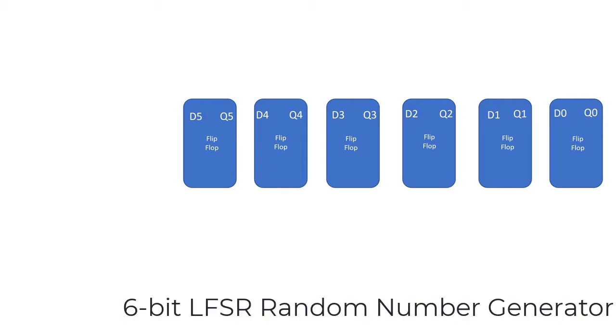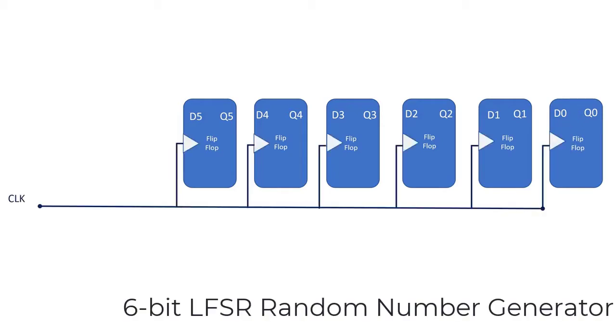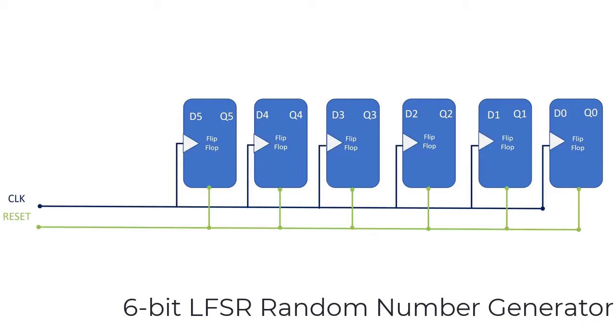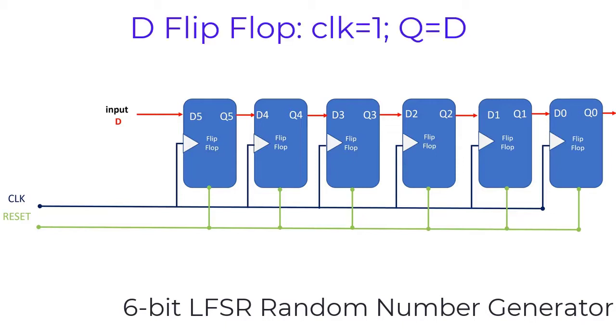Since you are going to produce a 6-bit random number generator, you will provide a positive edge triggered clock to these flip-flops, and a reset button which will set everything to 0 if the reset pin is high. As you know, the way the D flip-flop works is your next state is the input that you have, and the output of one flip-flop becomes the input of the following flip-flop. For example, input D goes in D flip-flop 5, D5. What comes out is Q5, and Q5 is then fed into D4, and so on.